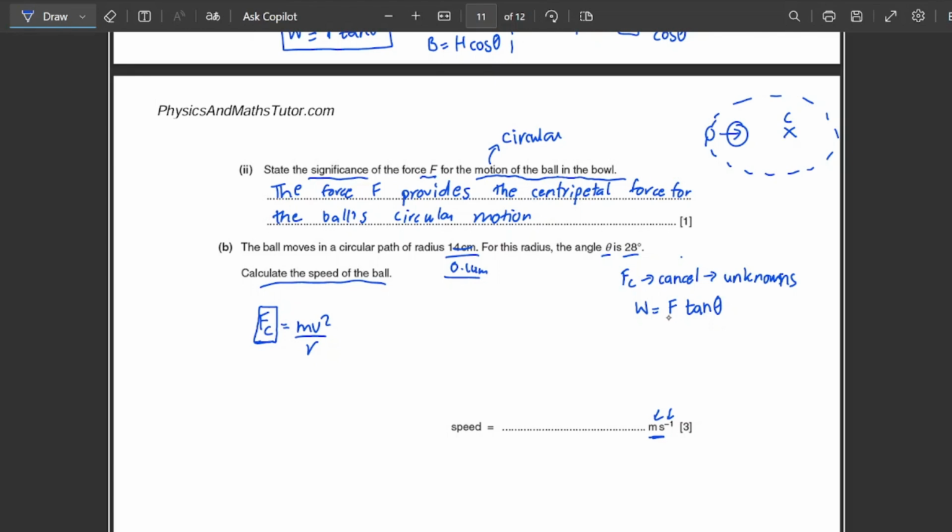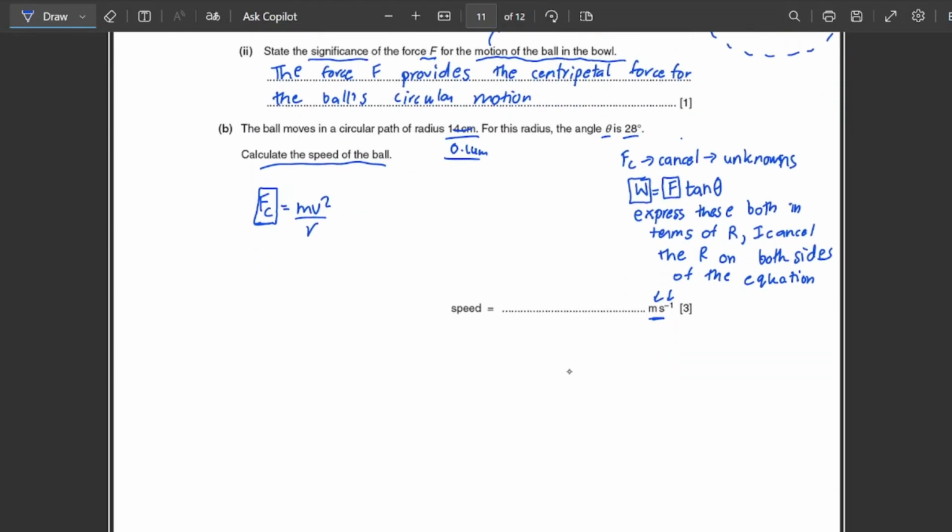Now here's my plan. I know what F is in terms of R. I have an equation for that. I know what my weight is in terms of R. So if I express these both in terms of R, I can cancel the R on both sides of the equation. And I'll show you guys how I'm going to do that.